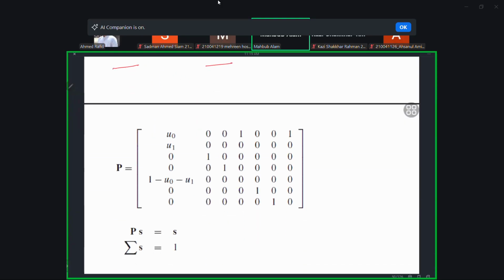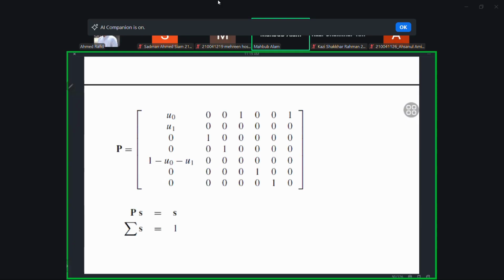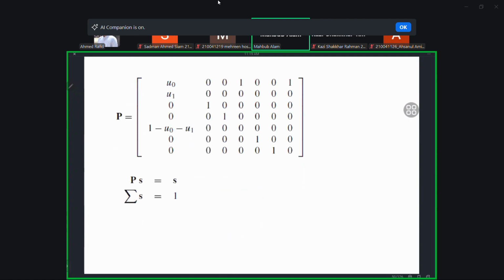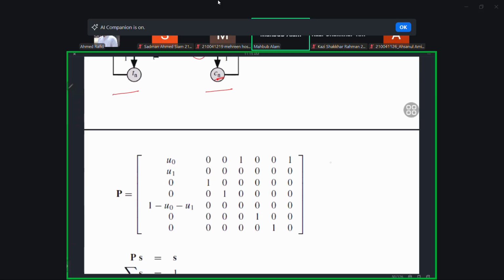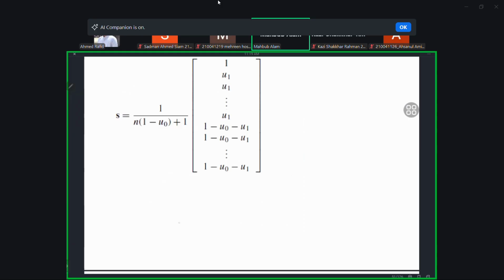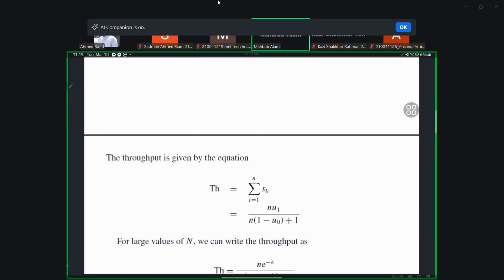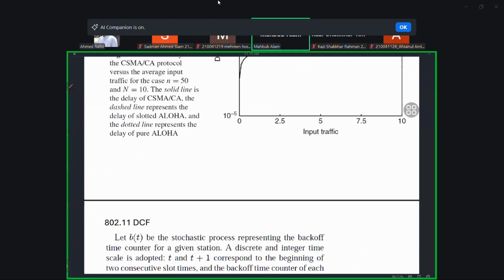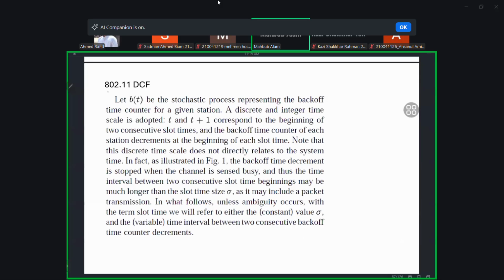The probability of transition is here, and the solution is the same. You can derive the system of linear equations and solve it. The solution is this one, and accordingly you can calculate the throughput like before. We will not show it here. Rather, we will show the complex one where we model the 802.11 DCF.